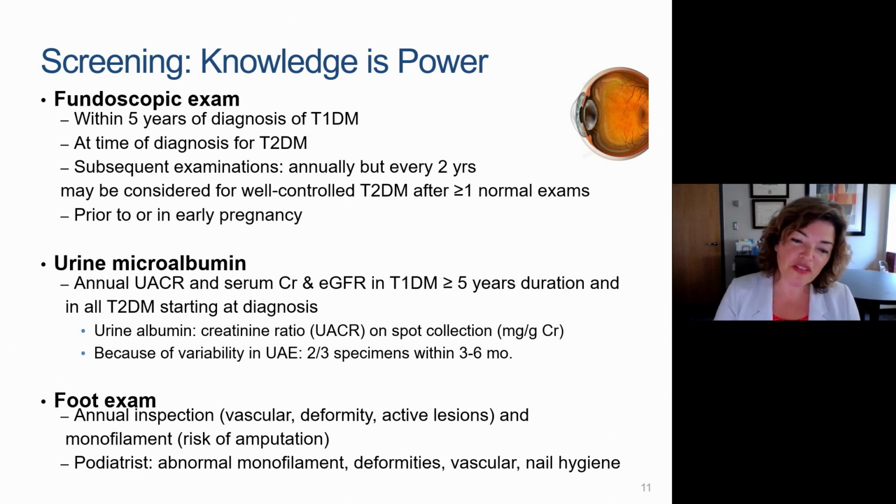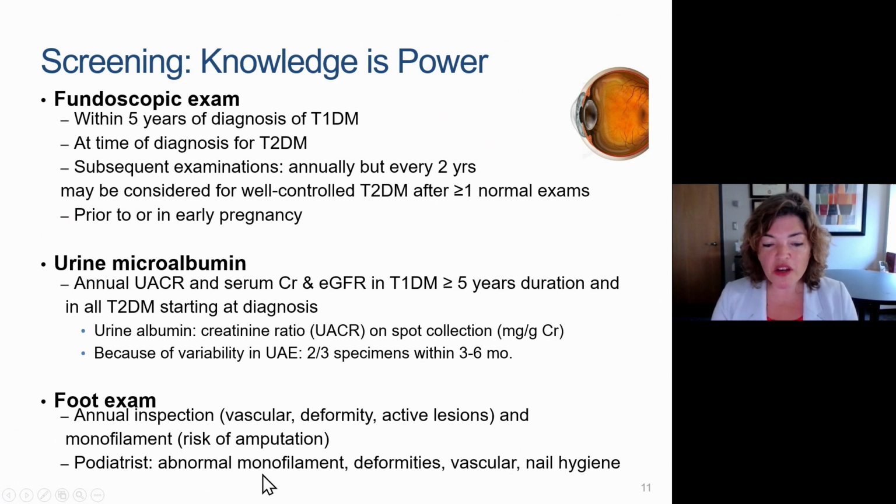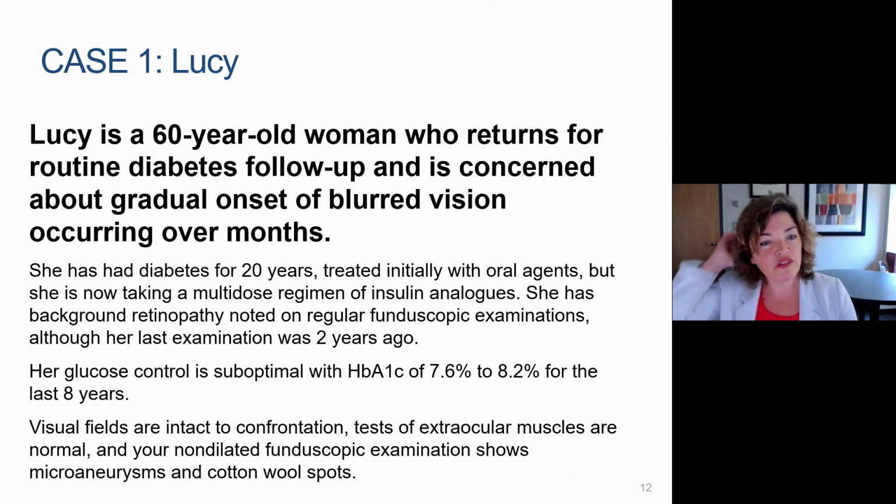So we're looking for less than 30 all the time. When somebody's above 30, they have albuminuria. If they're above 300, that's considered moderate to severe. And we have special interventions for those people. Now, the foot exam, we say annual inspection, but I'm sure you know that once a patient has neuropathy, we need to look at the feet as much as we possibly can so that we can rule out risk of amputation. Okay, so let's go to the first case.